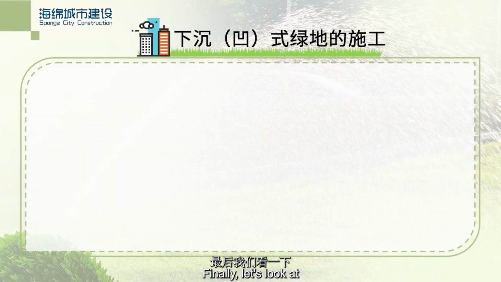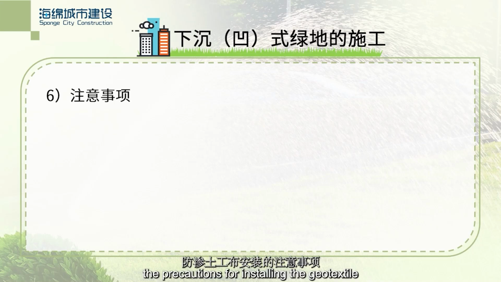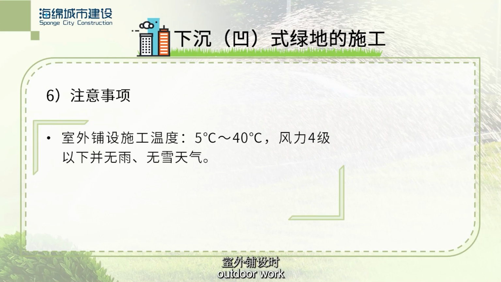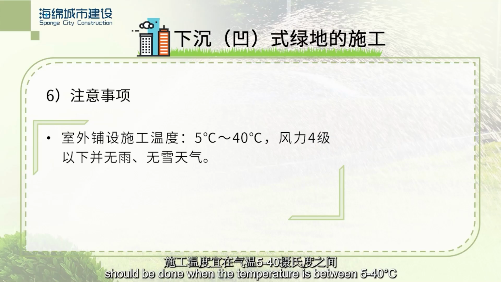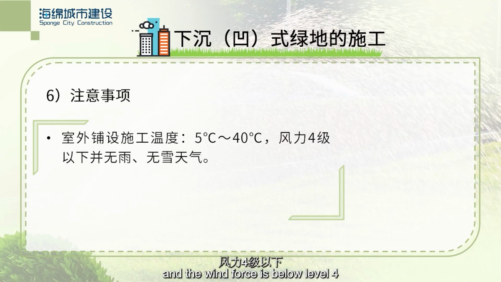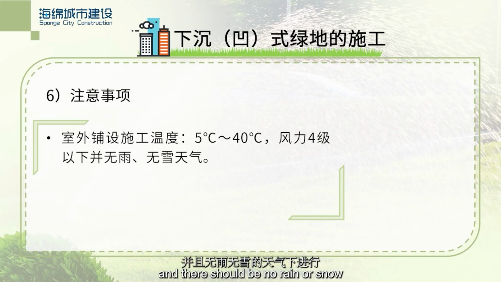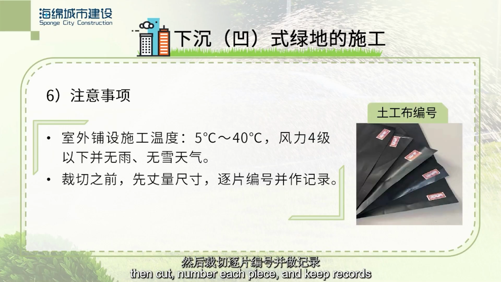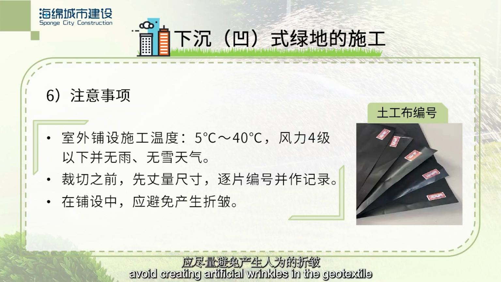Finally, let's look at the precautions for installing the geotextile. Outdoor work should be done when the temperature is between 5 to 40 C, and the wind force is below level 4, and there should be no rain or snow. Before cutting the geotextile, measure the size, then cut, number each piece, and keep records. When laying, avoid creating artificial wrinkles in the geotextile.